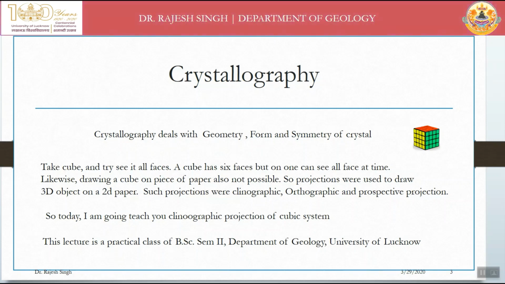This practical class is related to crystallography. Crystallography basically deals with the geometry, form and symmetry of the crystal.